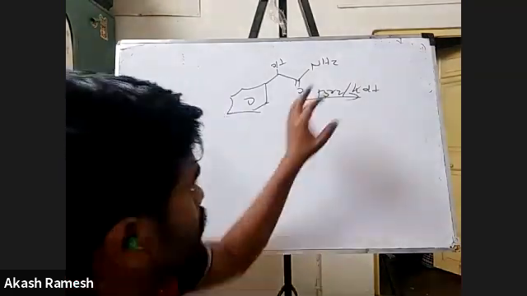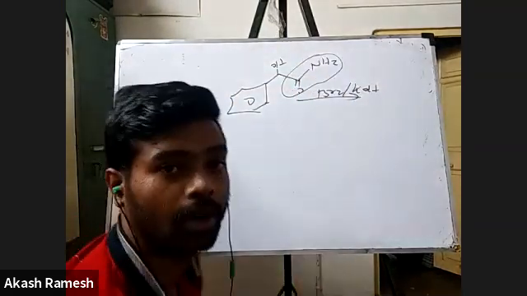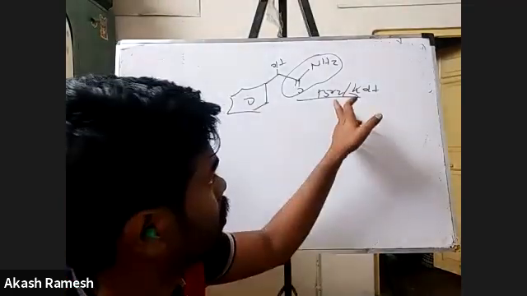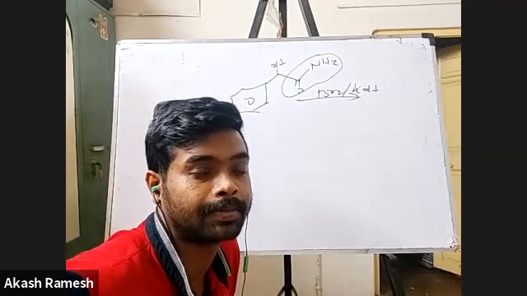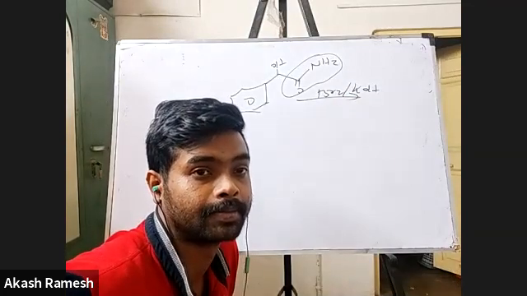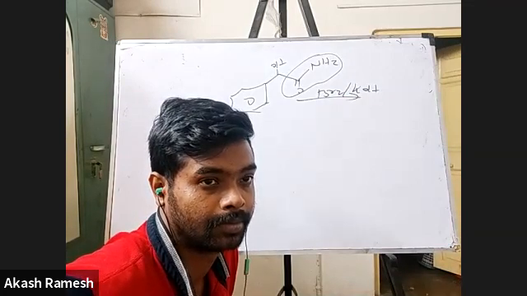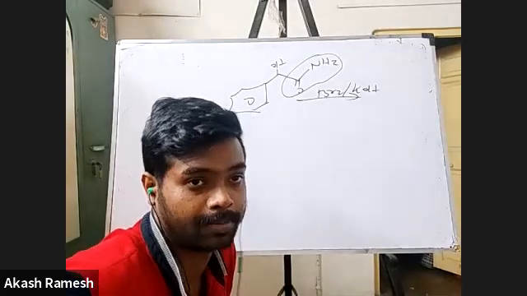So basically, what is this group? This group we know is an amide. CONH2 is an amide, right? So what is this going to do? If I put Br2 in the presence of KOH, what reaction is this? Sir, is this Hofmann bromamide degradation? Yeah, this is the Hofmann bromamide reaction, right?